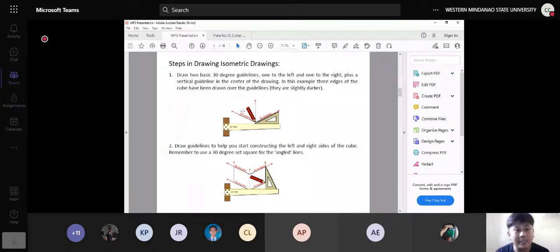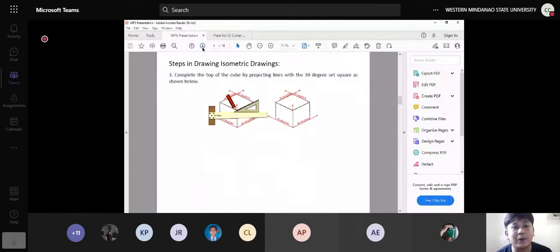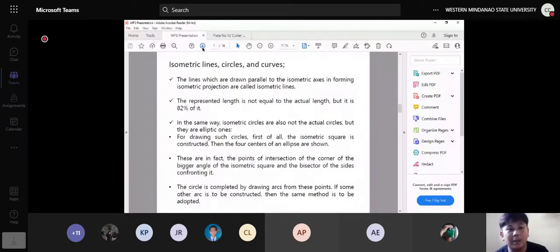For the 3D axis, yung 3D axis natin, they are perpendicular to each other. So dapat naka 90 degrees, no? So yun yung pagkakaiba. So these 3 axes are known as our isometric axes, and all the lines that are drawn in parallel with these axes are called isometric lines. Okay, so they are called isometric lines.